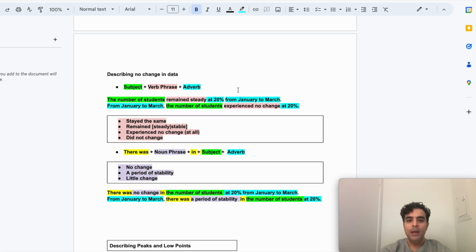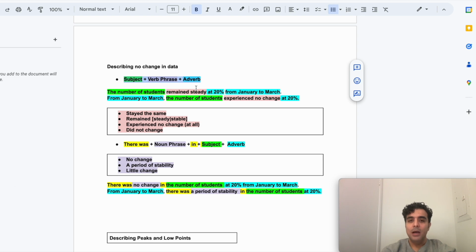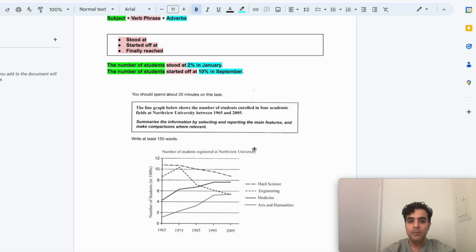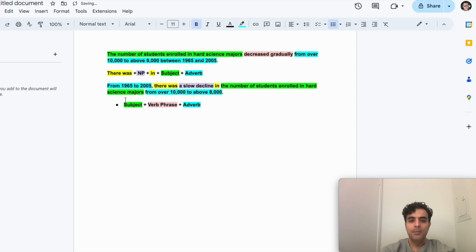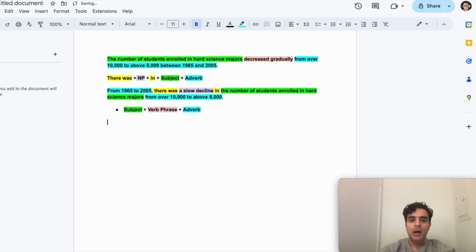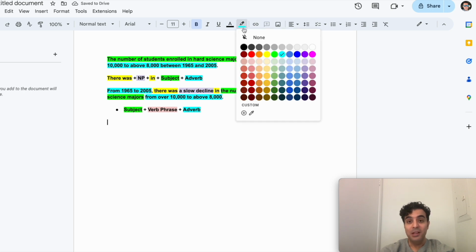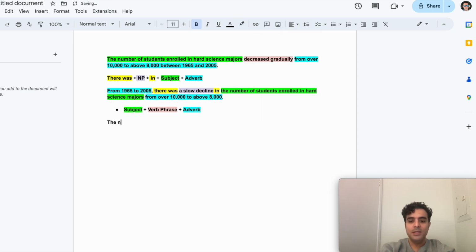Well, let's go back. We have this structure, and these were the verb phrases that we could use. So our structure is very similar. It can be very similar to the verb phrase construction that we've seen before, and it can also be similar to the noun phrase construction. It's really up to you. We'll start with the verb phrase construction, right? So here is the structure, and now we're going to describe the change, or maybe the lack of change, really. So let's start with the subject. The number of students enrolled in medicine, right?